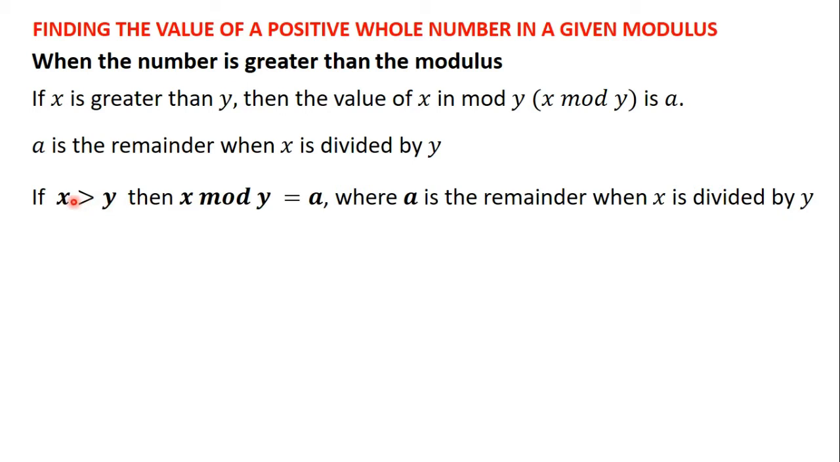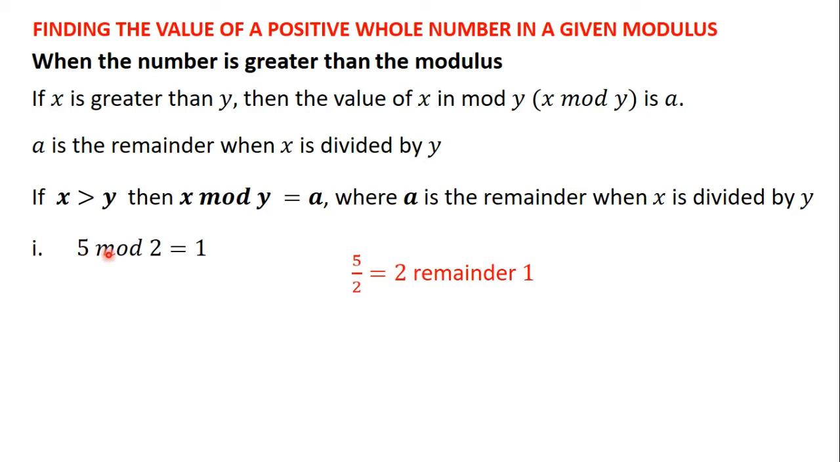This means that if x is greater than y, then x mod y is equal to a, where a is the remainder when x is divided by y. So for example, 5 mod 2 is equal to 1. We can see that 5, which is the number, is greater than the modulus, which is 2. So here, to find the value of 5 in mod 2, you will divide 5 by 2. 5 divided by 2 will give us 2 remainder 1.